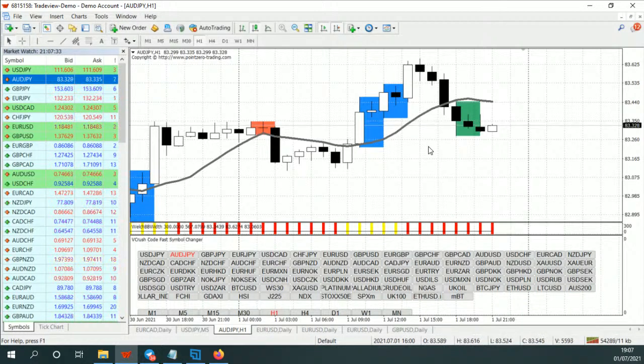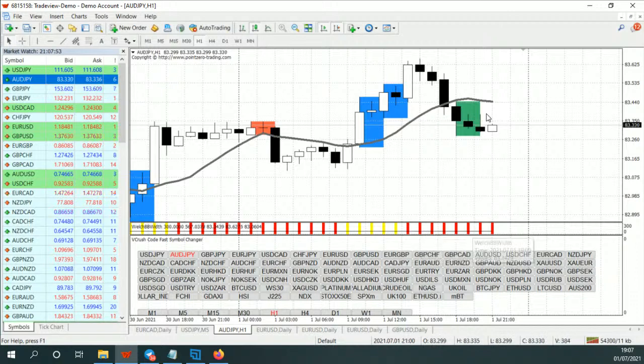Very simple. Once you find an inside bar, check if the price is above the moving average, then you are buying, provided that the Bollinger Band width is red. If the price is below the moving average and it's an inside bar, consider it a sell, but at the same time the bandwidth is red.